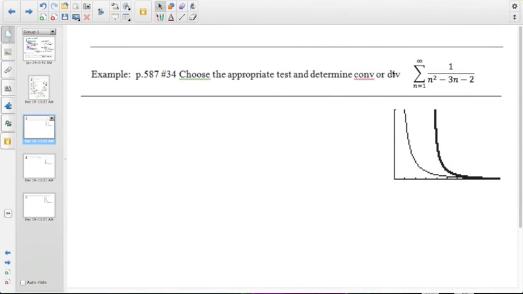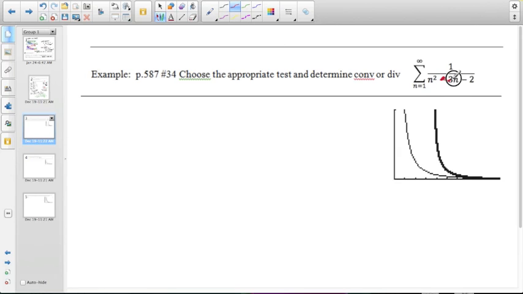For this example, we're going to look at the series 1 over n squared minus 3n minus 2, and we're going to look to compare that to another series. And so if we look at this, what would be really nice is if we had something that was just kind of like 1 over n squared. That would make life really nice on us. So we're going to compare that to 1 over n squared. So let me just get rid of that.